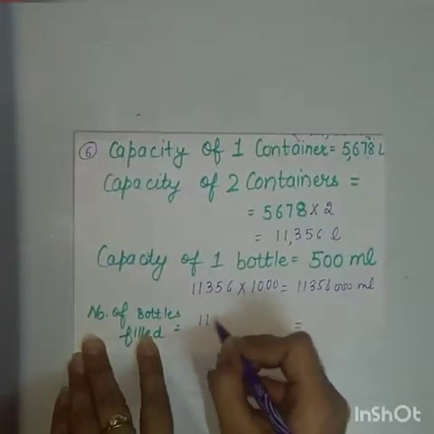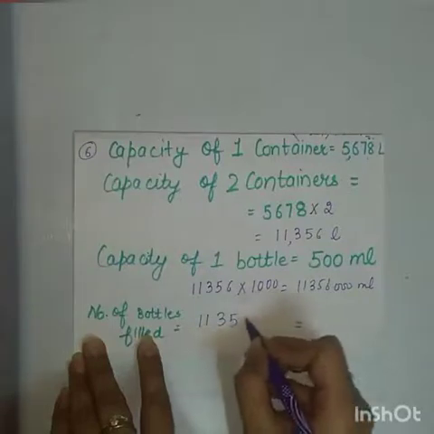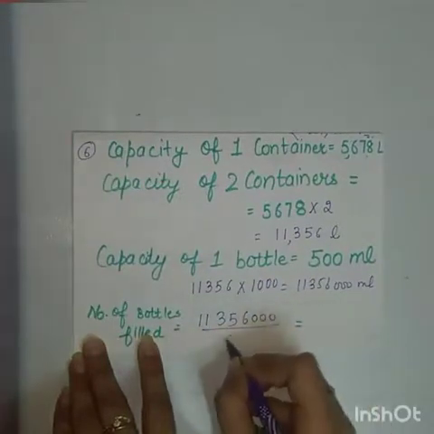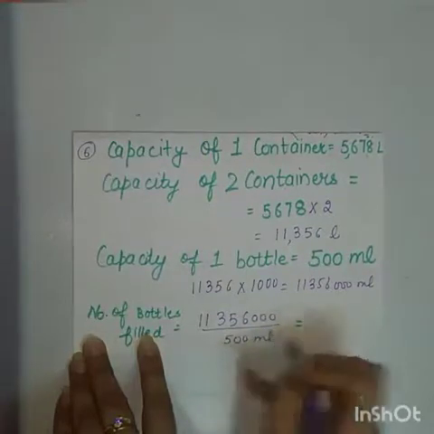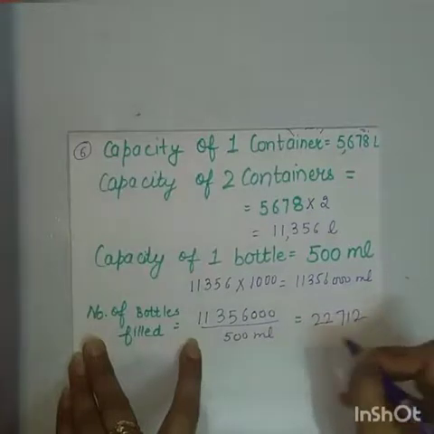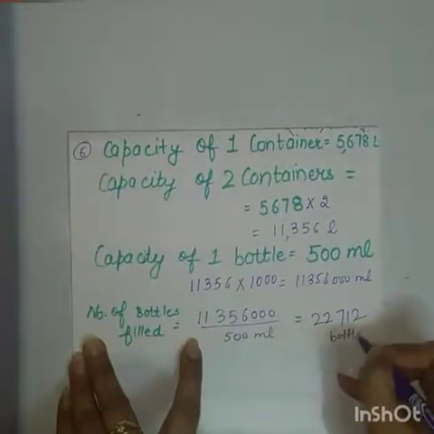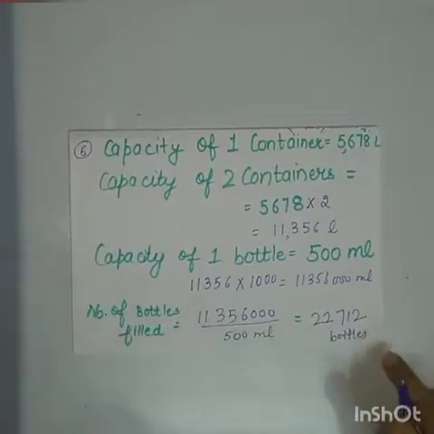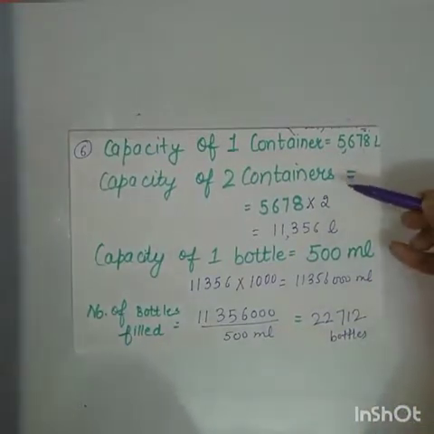Division. So let us divide the capacity of containers by the capacity of one bottle. You will get 22,712 bottles can be filled from 2 containers.